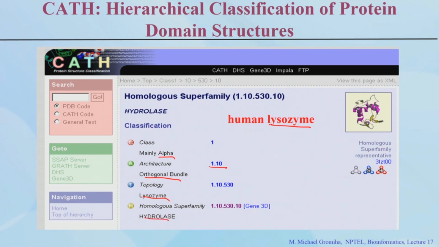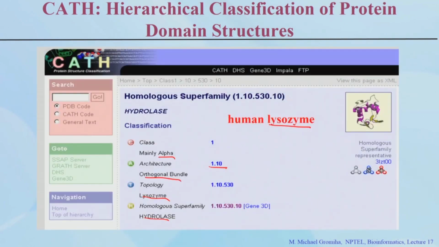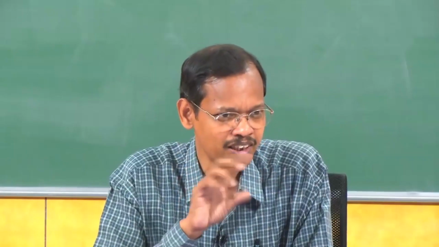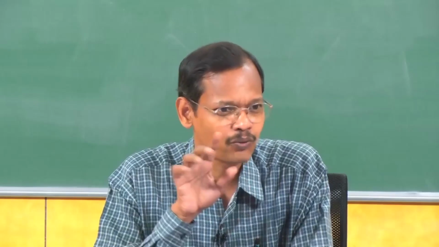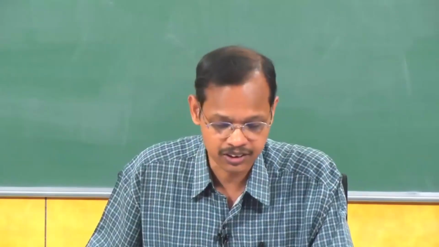In the case of SCOP, what is the classification for the class? For lysozyme they put alpha plus beta, but here they put all alpha, right. In most cases you can see similar classifications, and in some cases you can see differences. I will explain why there is some difference for the same protein in different databases.